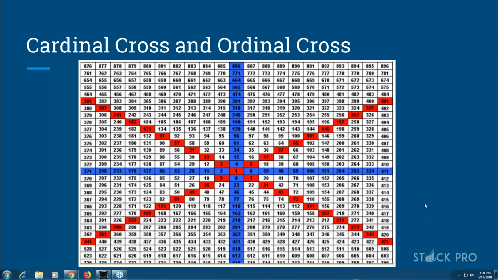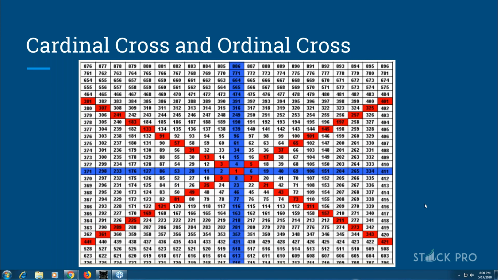Let me erase it and take you to the next slide and read from there. The blue colored boxes run north, south, east, west through the center of the square. These are called the cardinal crosses. So these blue perpendicular lines are called the cardinal crosses. The red colored boxes that run as diagonals through the center are called the ordinal crosses. Any number that falls on these lines is said to be a significant support and resistance level.